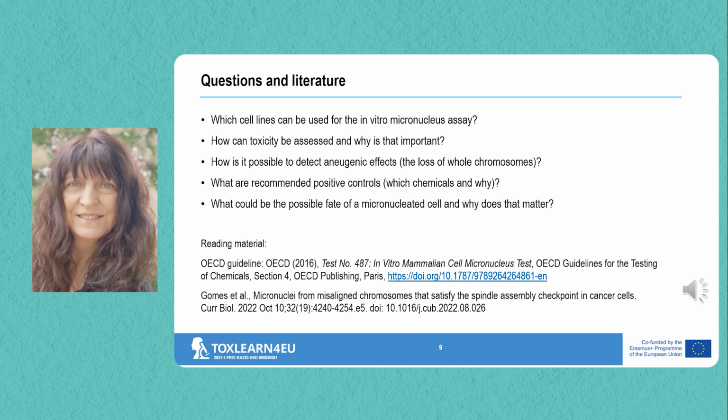The reading material consists of two open access publications. One is the OECD guideline, test number 487, and the other one is a publication by Gomez et al.